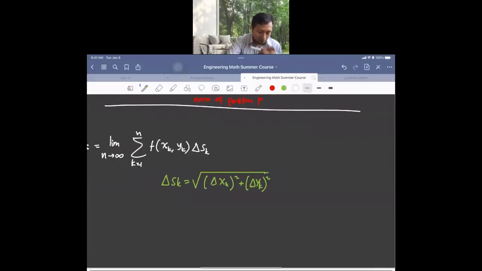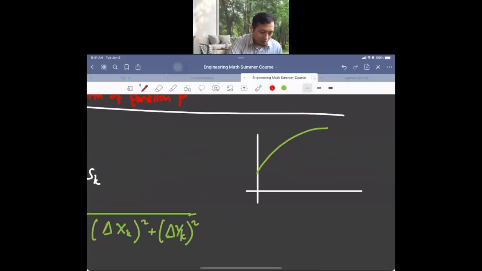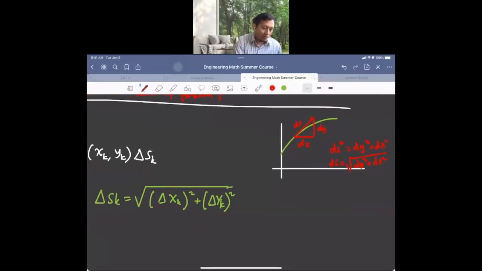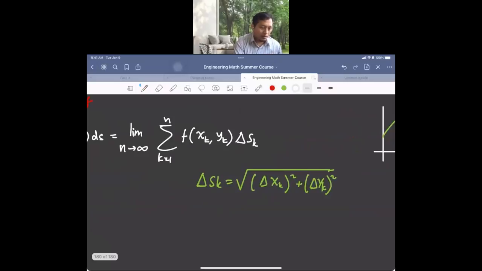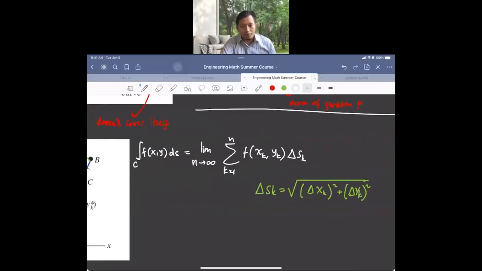So how do we get this? Let me just quickly give you a review. Let's take this as s, this as dx, and this as dy. Of course, ds squared is dy squared plus dx squared. Simple, right? From there, we get the arc length. So that is the definition.